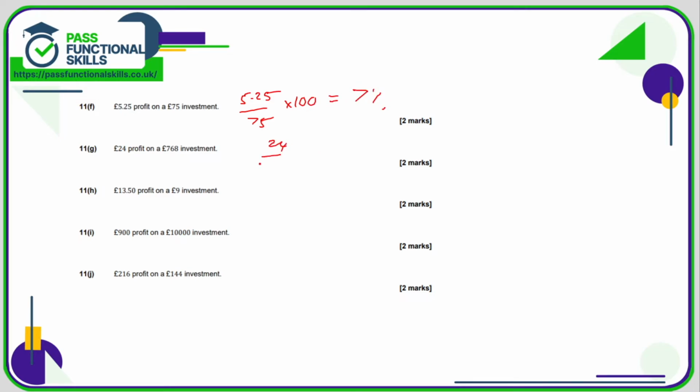24 as a percentage of 768 is 24 divided by 768 and multiplied by 100. Exactly the same format as all the others, of course, and that works out as a 3.125% profit.